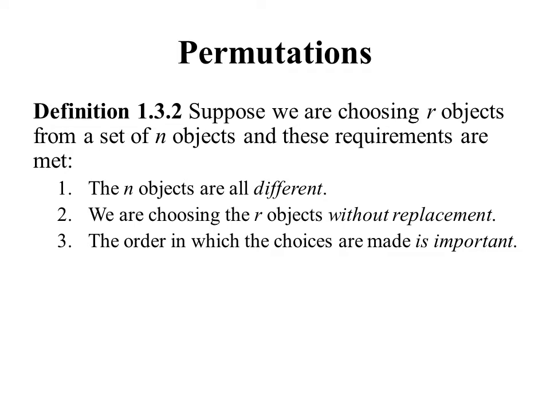Okay. Now, there are really 3 types of counting problems that we're going to look at in this section. The first is what we call a permutation. So to define that, suppose we are choosing r objects from a set of n objects, and these requirements are met. So we've got a large set of n objects, and we're going to choose a smaller number of those, and these requirements are met. So number 1, the n objects are all different. Number 2, we are choosing the r objects without replacement. Now, without replacement means that we're not going to be able to choose the same object more than once. And then third, this is an important one, the order in which we make the choices is important.